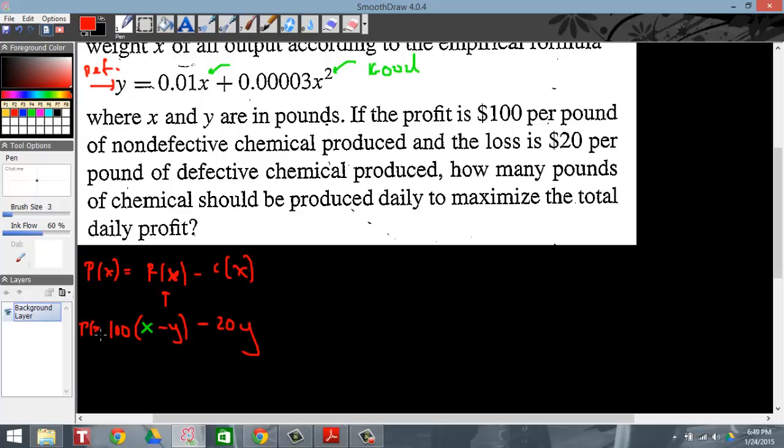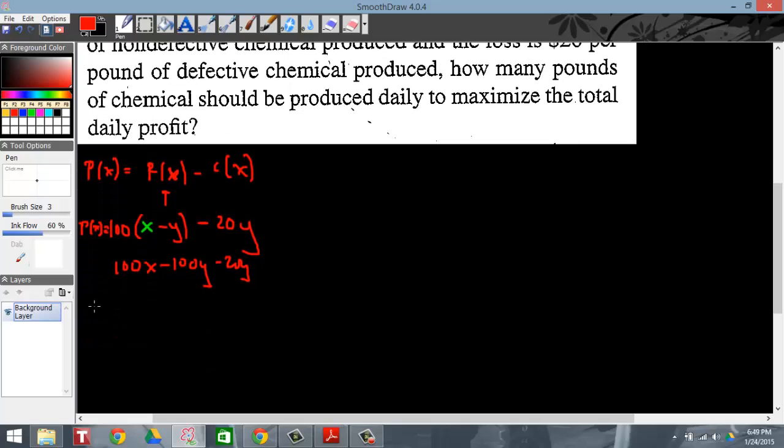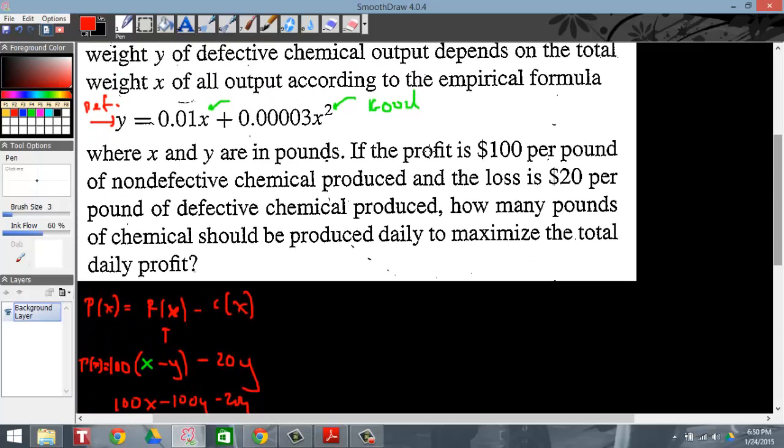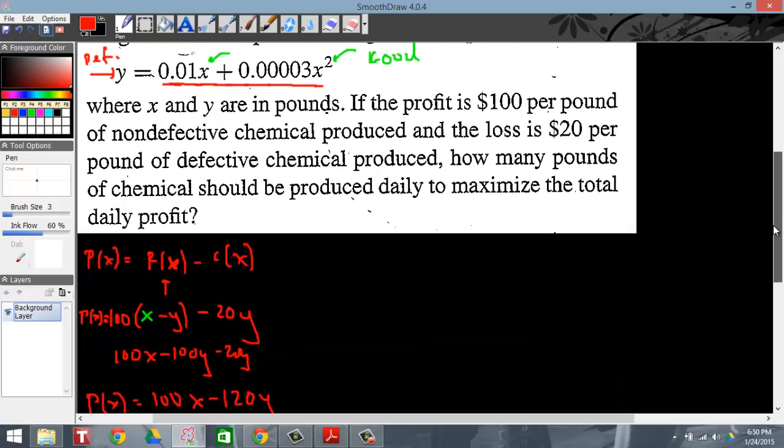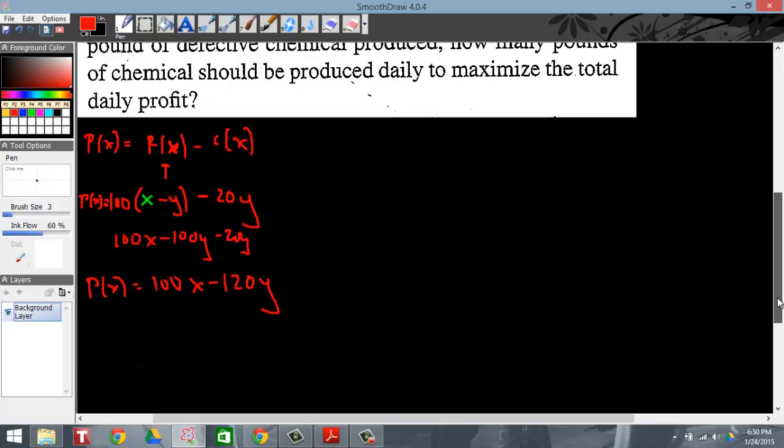Now, once you have this in mind, deriving this thing is a piece of cake, because you're going to get 100x minus 100y minus 20y, and then you can simplify that even further to say that your profit is equal to 100x minus 120y. Now, if we go to derive this thing, it looks clean, but we still have this pesky y to deal with. We're not in multivariable calculus yet. It's a good thing they gave us the output formula for the defective chemicals, which is this guy. We punch that into the y function here, and then we take the derivative of it.